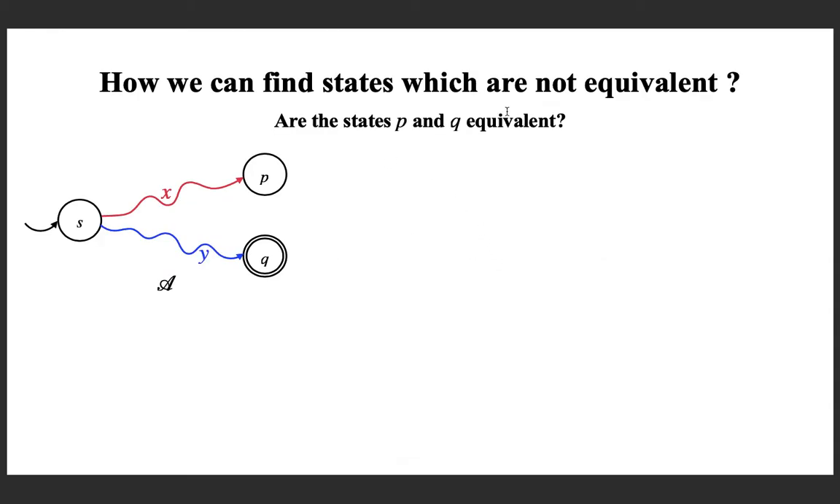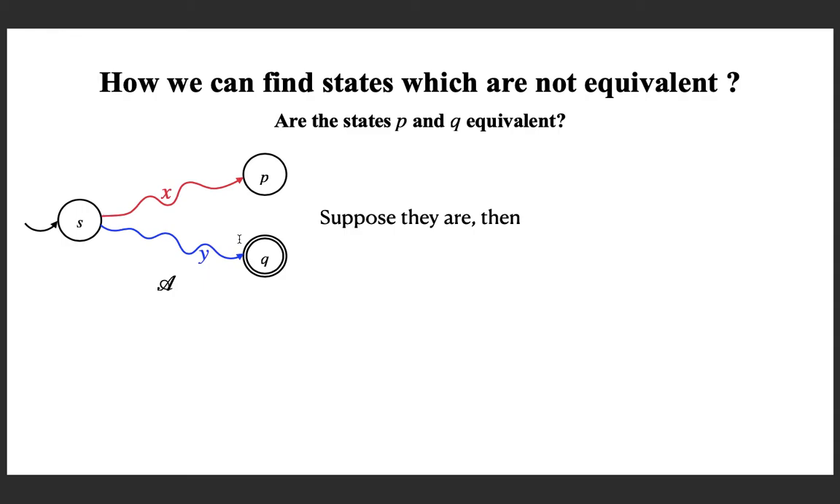So how can we find whether two states are equivalent or not? Here a part of the DFA A is given, and the question is, are the states P and Q equivalent? P and Q are two reachable states from the start state. Suppose they are, assume that they are equivalent. Why do we need equivalent states? We can collapse them, or merge them, into a single state to reduce the number of states.